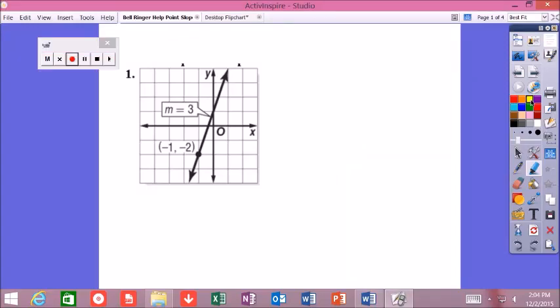Let me work through a few examples with you. In problem number 1, you're given the slope and a point on the line. We're going to write the equation in point-slope form. y minus y1 equals m times the difference of x and x1. You're going to plug in the x and the y coordinates.